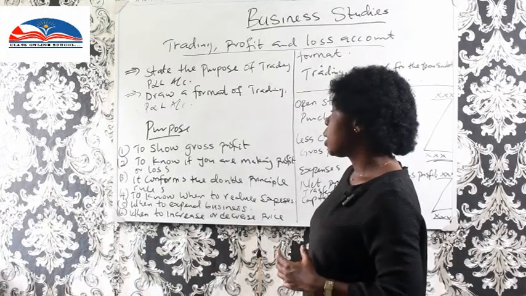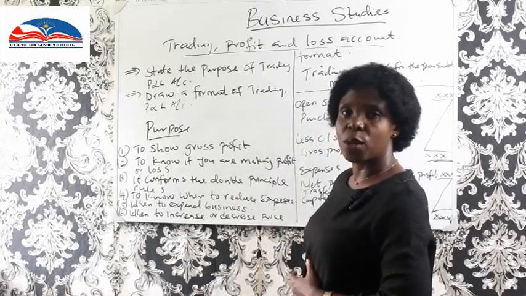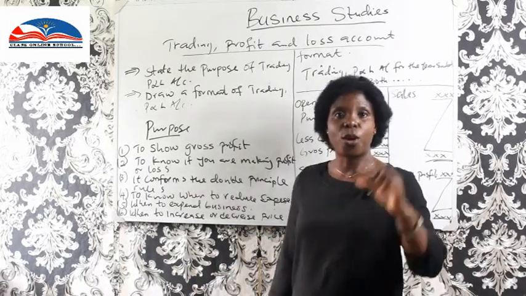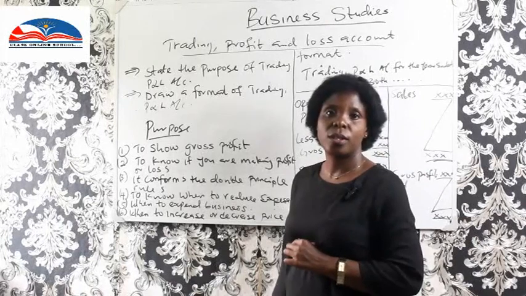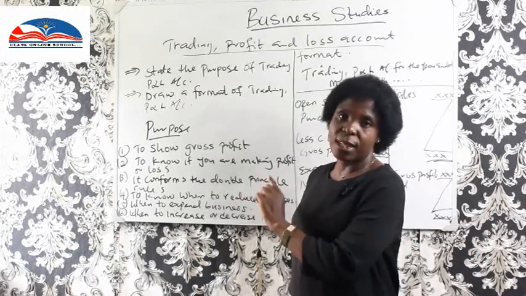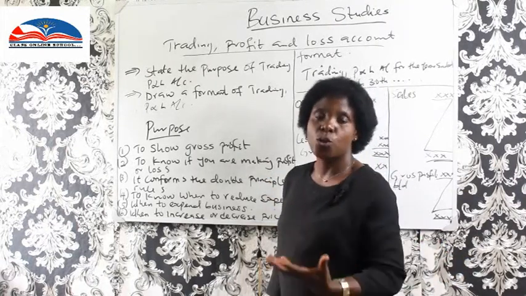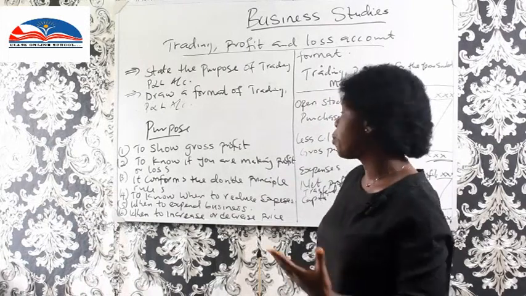Then the third one, it helps to see the double entry principle. Every debit entry has a corresponding credit entry. That's the double entry principle. Every credit entry has a corresponding debit entry. It helps us to see that principle come to life.